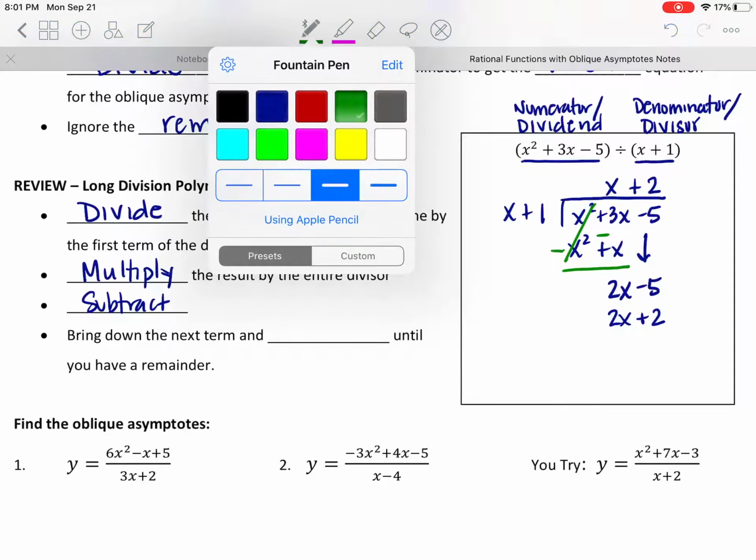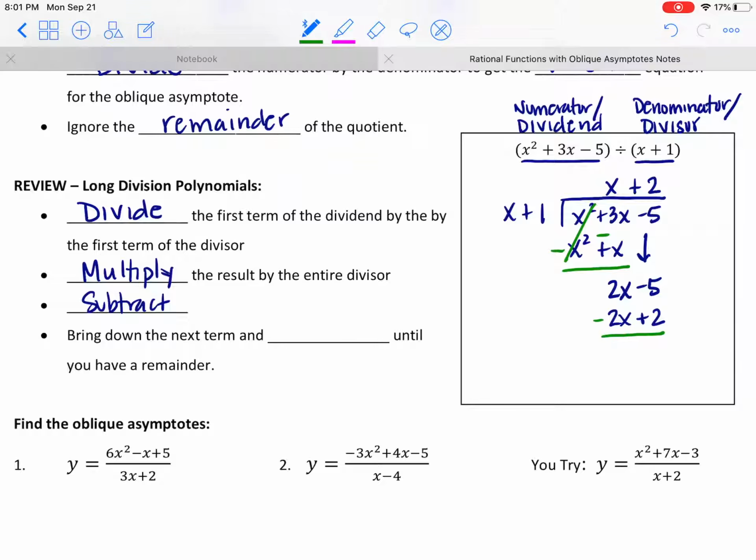And then I've got to subtract again. So I'm going to draw my line here, make sure I subtract both of these terms. These will cancel, and the negative 5 minus the 2 is going to give me a negative 7. And since there's nothing left to bring down, the negative 7 is my remainder.